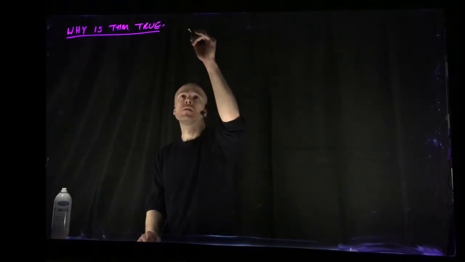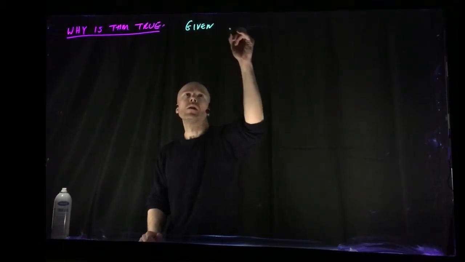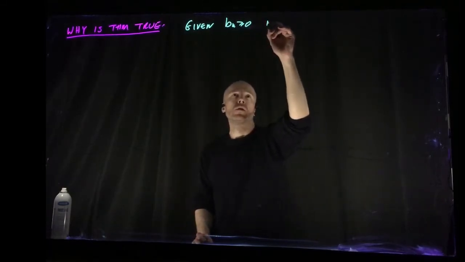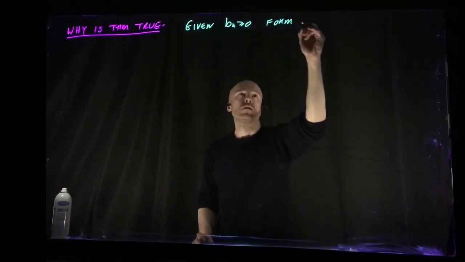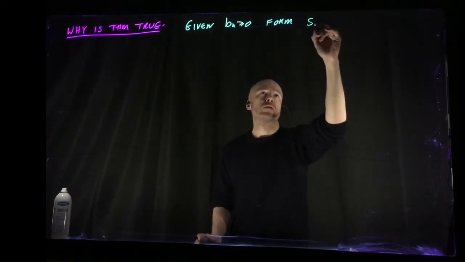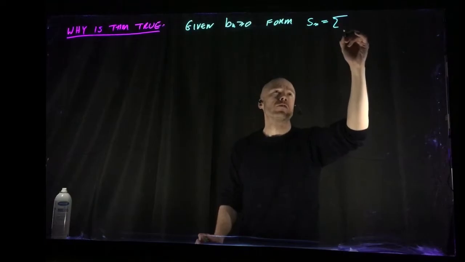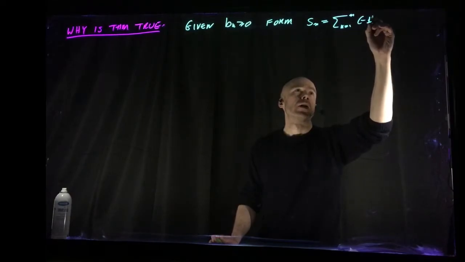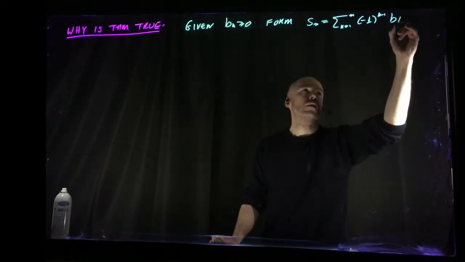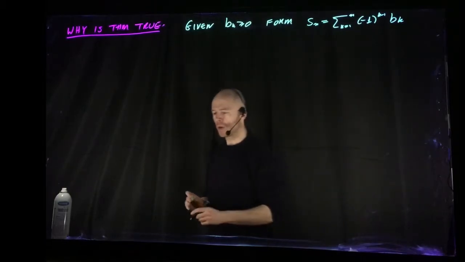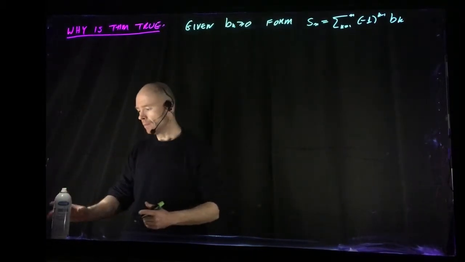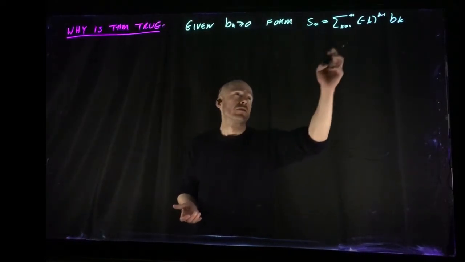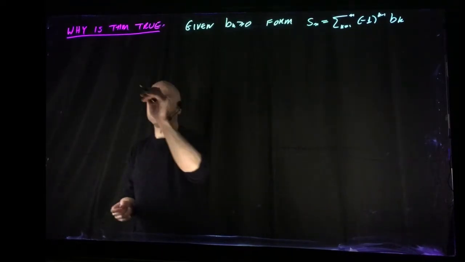Let's take bk greater than or equal to 0, and we're going to form this thing. Let's first take the partial sum Sn. So it's the sum from k equals 1 up to n of (minus 1) to the k minus 1 times bk. Okay, let's define it this way, and let's try and see what it actually does. So we've made this convention of putting the k minus 1, so as the first step, it's going to go forward.